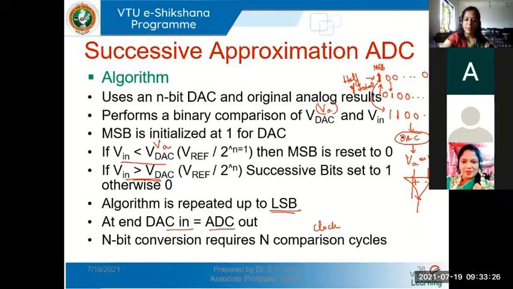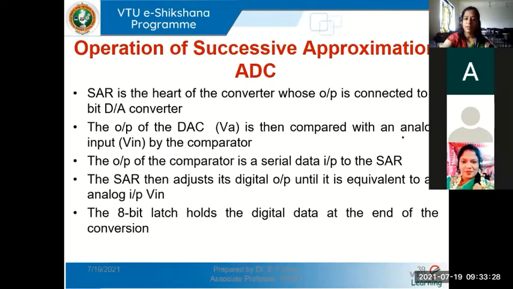Do you have any doubts with the algorithm? Yes or no? If you have understood, please message at least on the chat or at least unmute and reply.